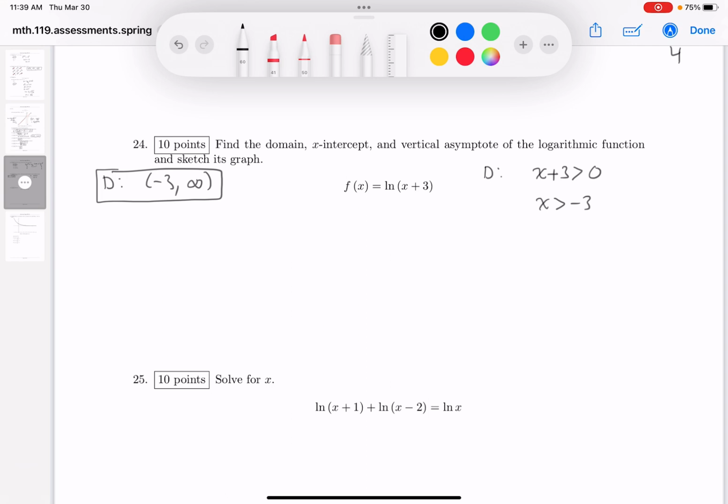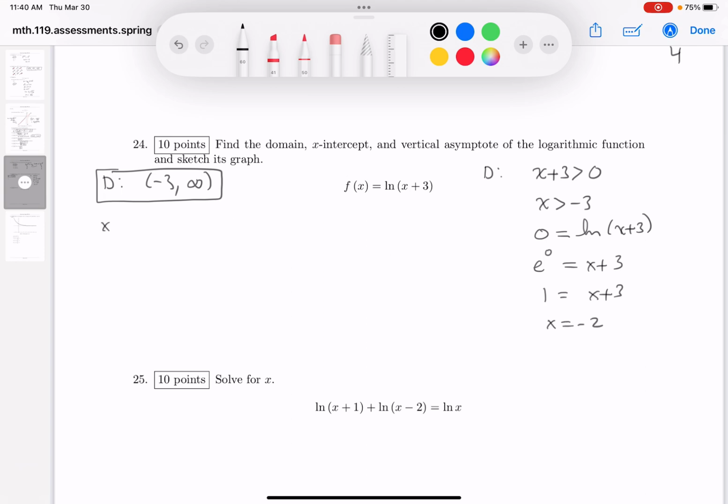They said x-intercept. What's an intercept? When the function becomes 0, let me do that for you. 0 equals the natural log of x plus 3. I'm going to read it as an exponential, which is e to the 0 is x plus 3. And then e to 0 is 1. You get x plus 3. So what's x going to be? X will equal minus 2.